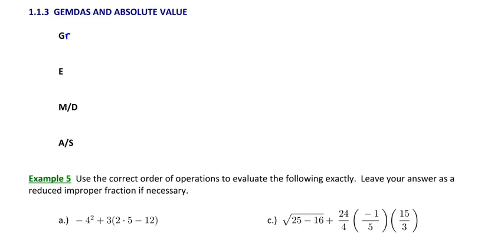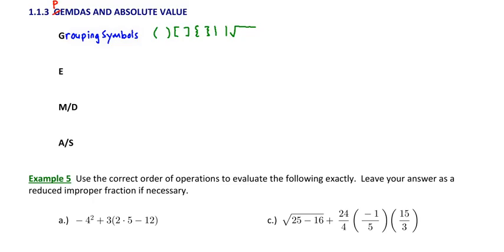G in GEMDAS stands for grouping symbols. These include parentheses, brackets, curly braces, absolute value bars, and surprisingly enough, even a radical symbol. Now, you may have previously learned GEMDAS as PEMDAS and remembered the phrase, "Please excuse my dear Aunt Sally," where P represents parentheses, but as you can see, there's more grouping symbols than just parentheses to consider.